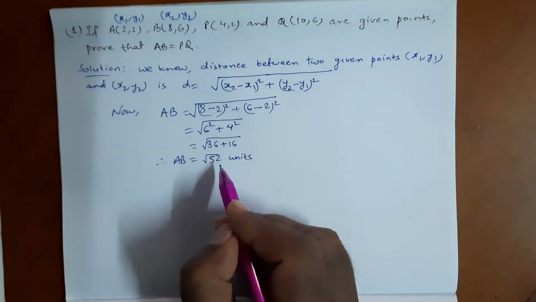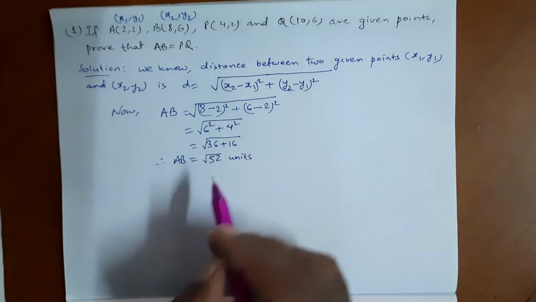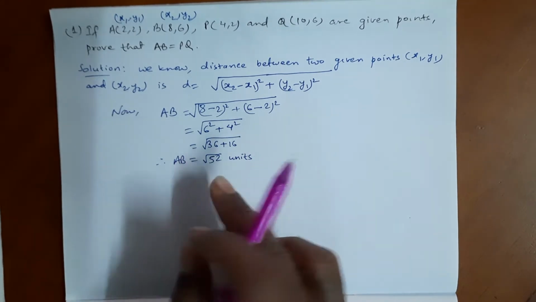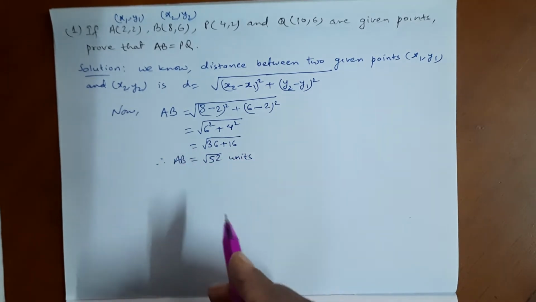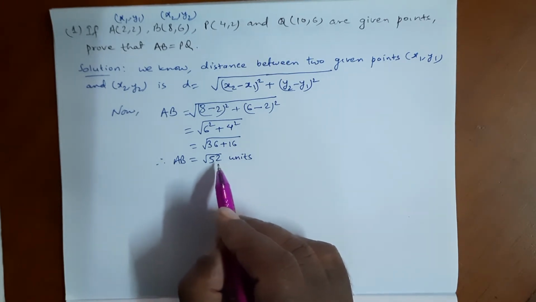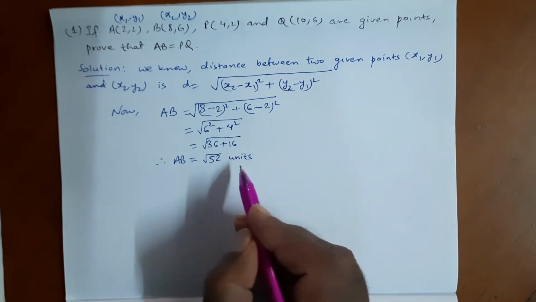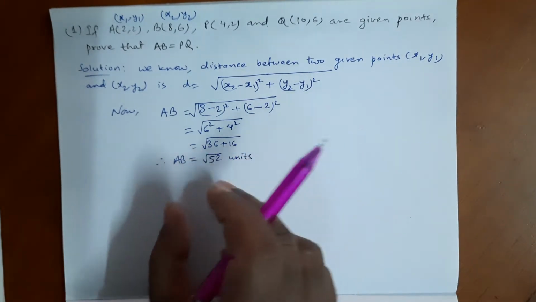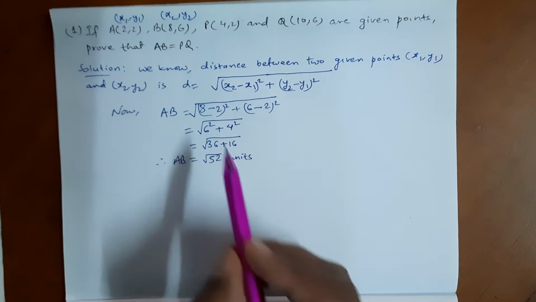We can write this also in whole number or fractional form, but we have to show equality, so we can leave this as it is. This can also be written as 4 times 13, and root 4 means 2 root 13. We can write that too, but it is convenient to write as it is because we have to prove AB equals PQ.